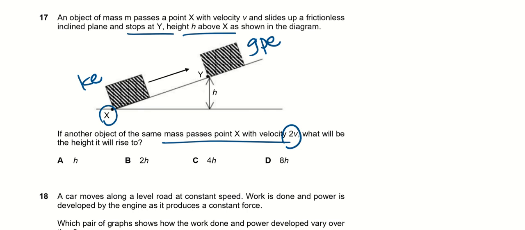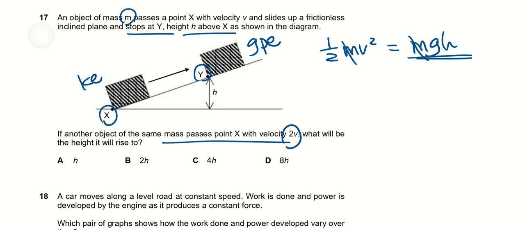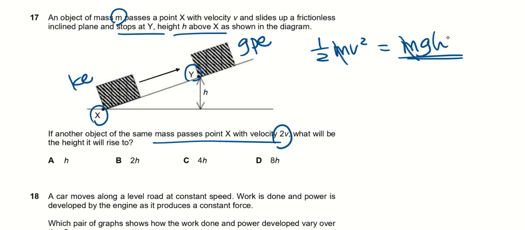So now we have two scenarios. Let's look at the first scenario whereby the mass is m. The initial energy is half m v squared, and due to the principle of conservation of energy, we can equate it to the energy that it has at y, which is purely energy in the gravitational potential store. And you see that the mass can actually cancel out. So the height is equal to half v squared.